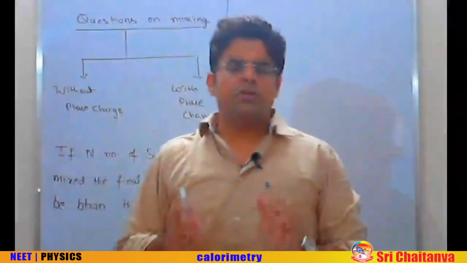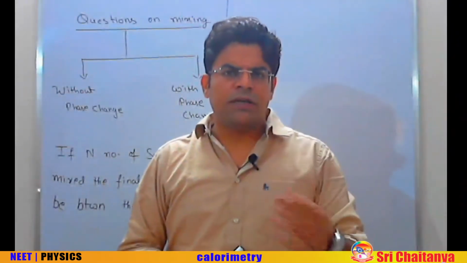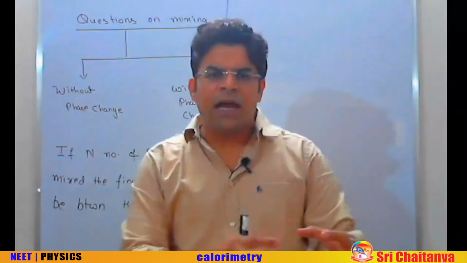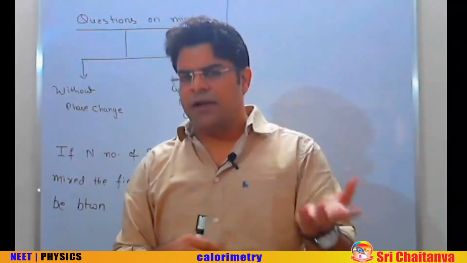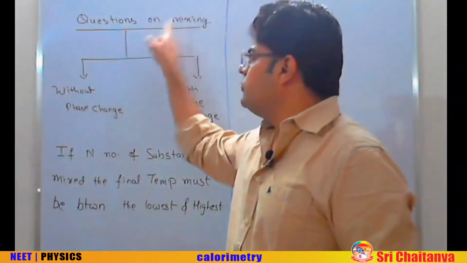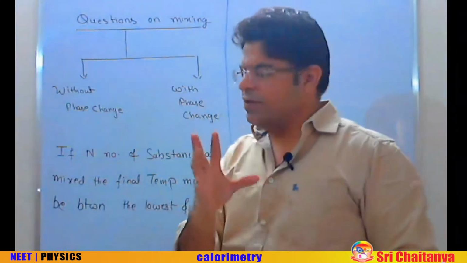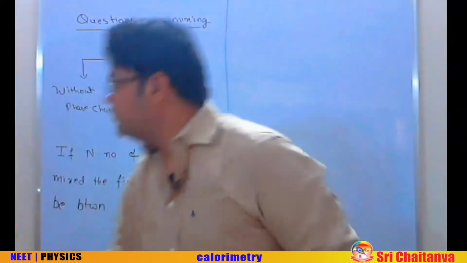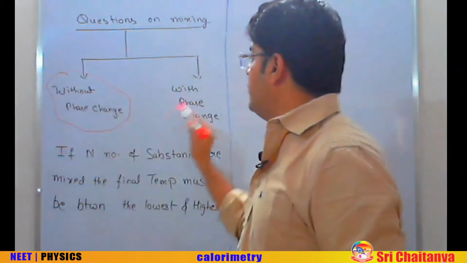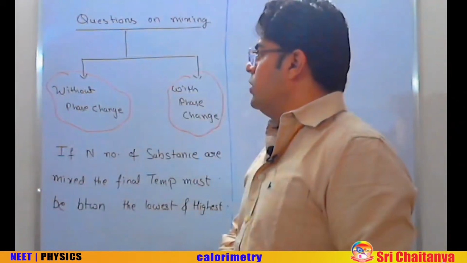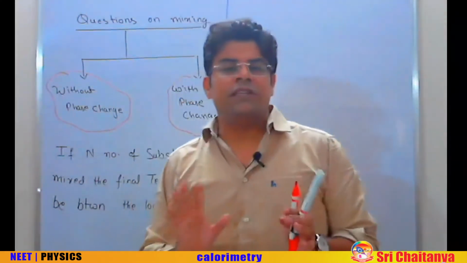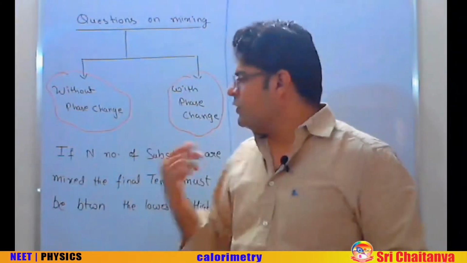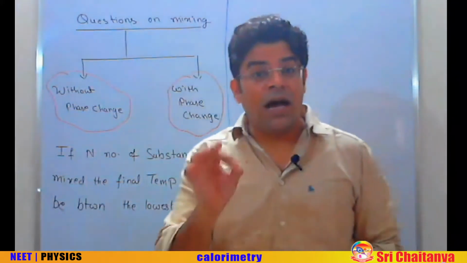So the most important type of question that comes in any competitive examination from calorimetry is the mixing question. If this is mixed with that, what is the final temperature? In the questions of mixing, we can further categorize them into two types. One, without phase change, in which no phase change takes place. Another one in which the phase change takes place. The questions without phase change are very easy. We will practice 3-4 of them right now. The questions with phase change are equally easy.